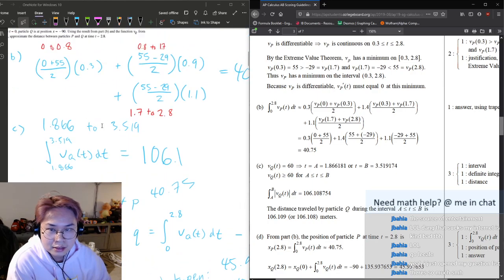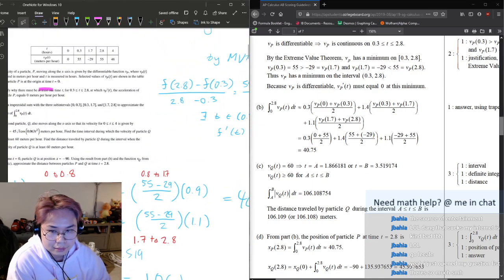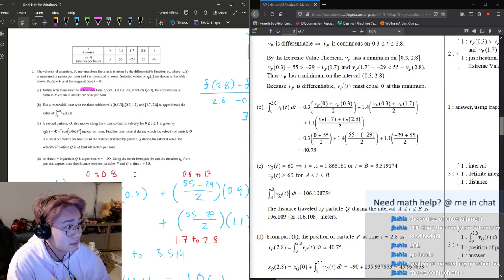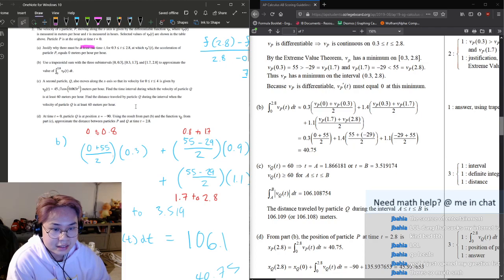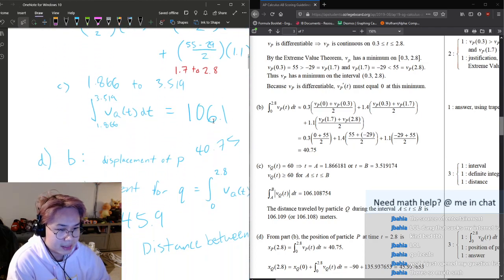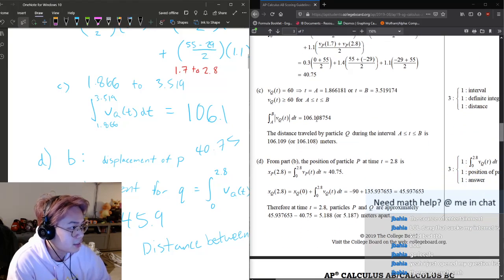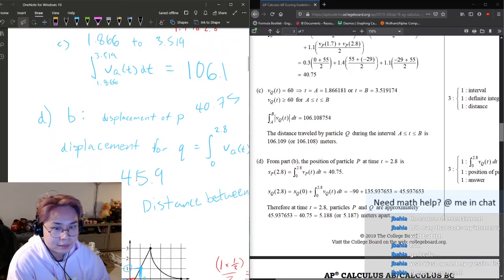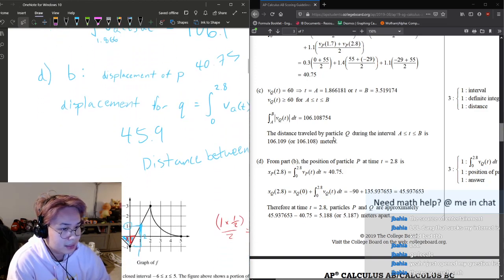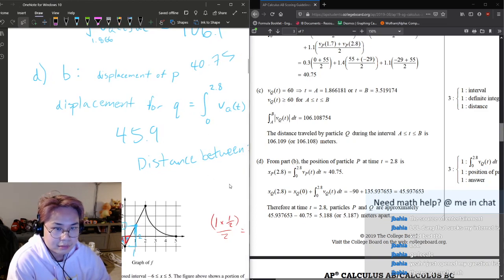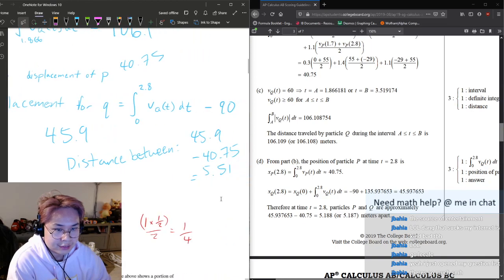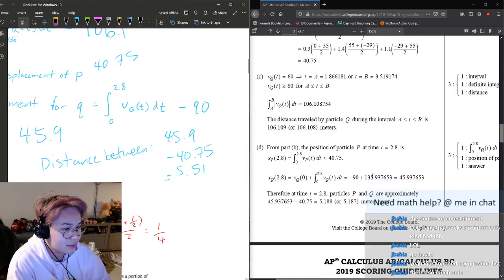Part C. Find the distance traveled. I said 106.1. So here's 106.1. That looks good. Part D is the distance between them. Which is over here, 5.51.